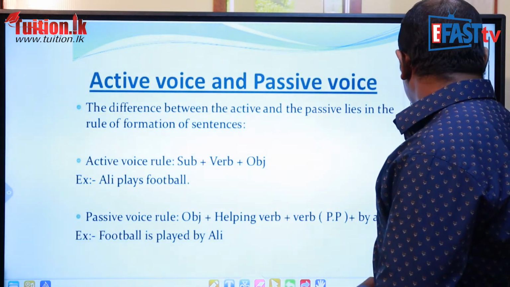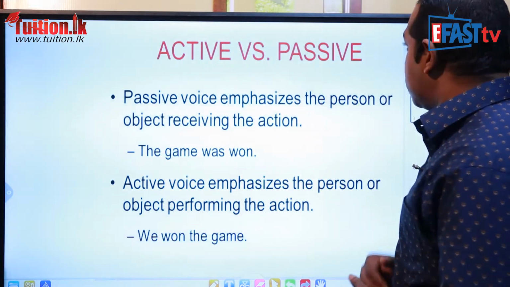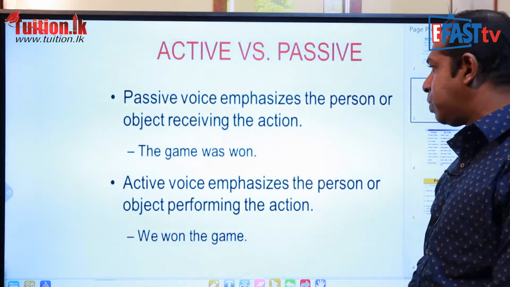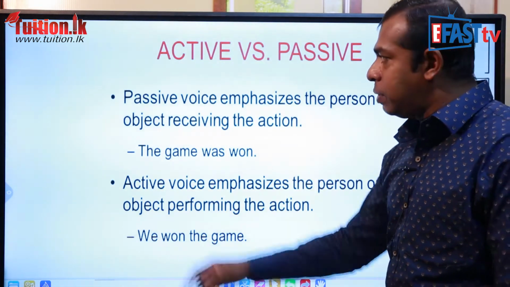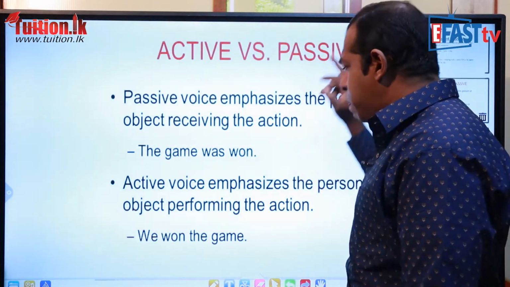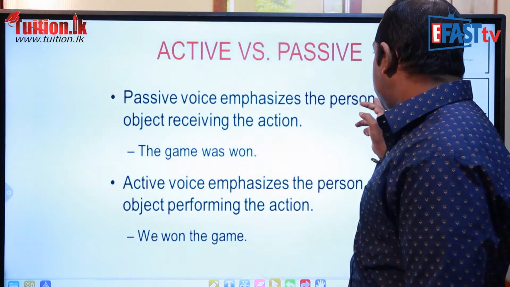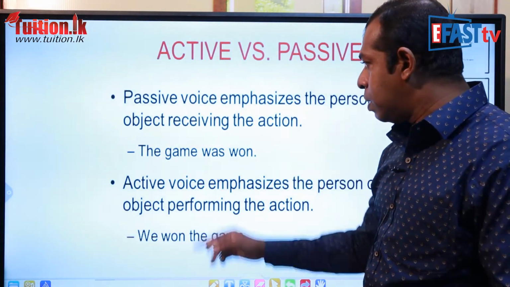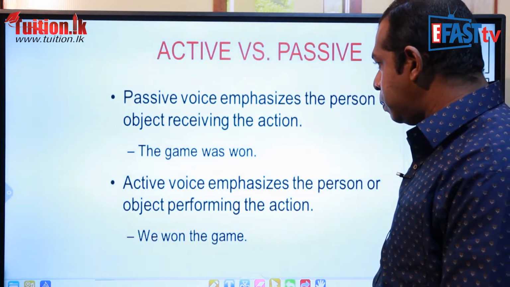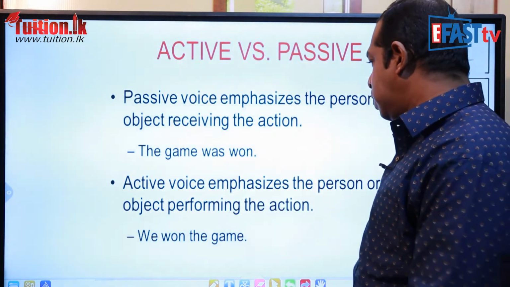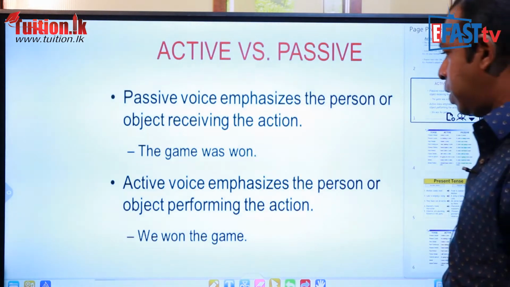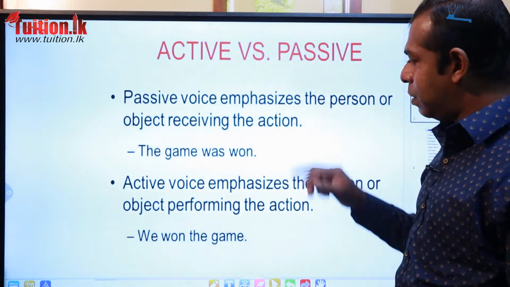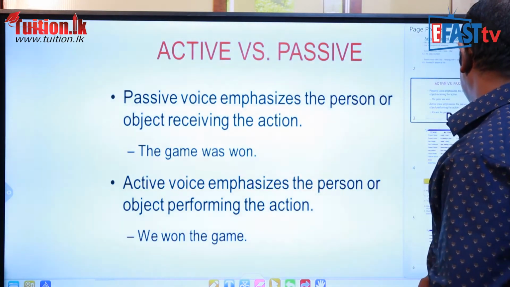So let's say active voice and passive voice. Passive voice emphasizes the person or object receiving the action. The game was won, that is an example. Active voice emphasizes the person or object performing the action. We won the game. So there are two differences between active and passive voice.